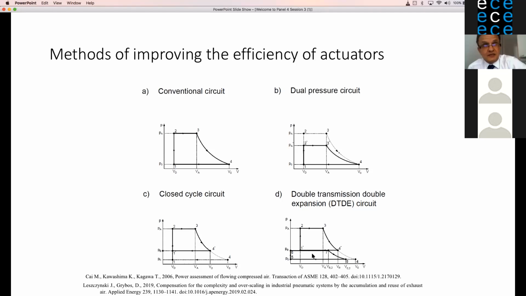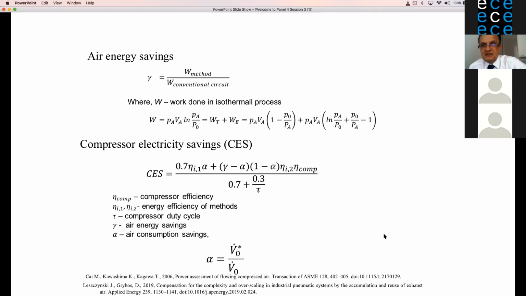Of course, we decrease a little bit the power of the machine. However, we have this field when we store the energy, store the work. And also, another good thing is that we reduce the dead volume work in all pneumatic systems. So this is another interesting thing.